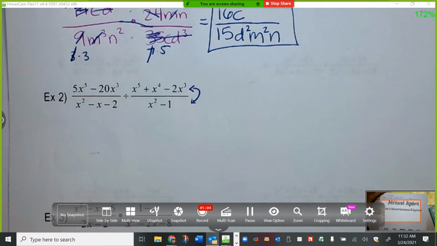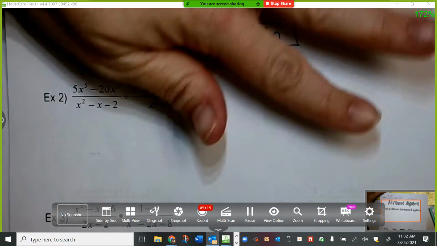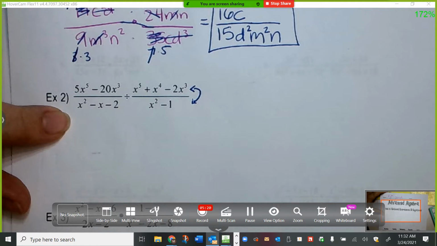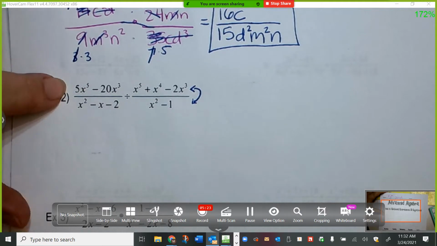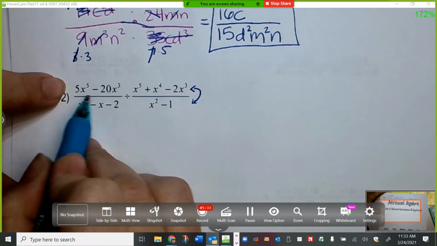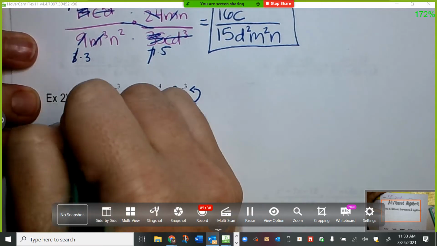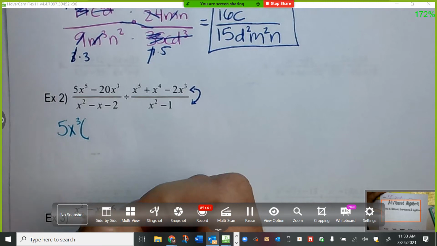One thing I want you to do, if you're like me, I hate having to write out things a million times. I don't have enough room on my paper and I write too big. So before I even pay attention to the second piece of this, I'm going to try to factor the first piece. First things first, is the top in order? Yeah. Does it have a GCF? What is it? 5x cubed, right? There's 3 here and 5 there. You can take 3 away from both of them, correct? So we're going to take out a 5x cubed. And when I take that out, what am I left with?